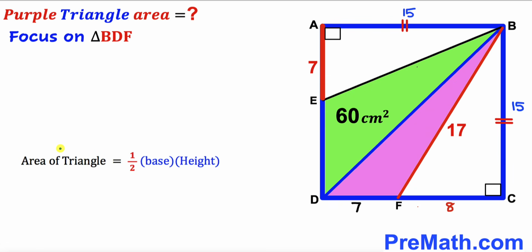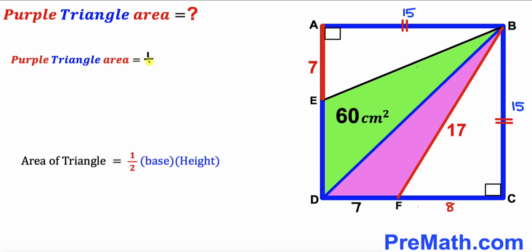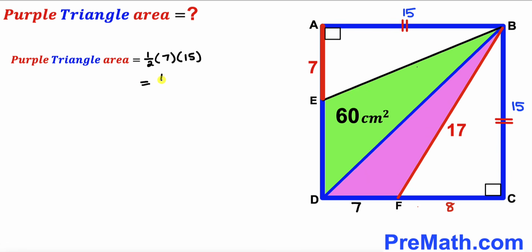Let's recall the area of a triangle formula once again: area equals a half times base times height. In our case, the base of this purple shaded triangle is 7, whereas the height is 15. So the purple shaded triangle area is a half times 7 times 15. If we simplify, that gives us 105 divided by 2, which is equal to 52.5 centimeters square, the area of this purple shaded triangle.